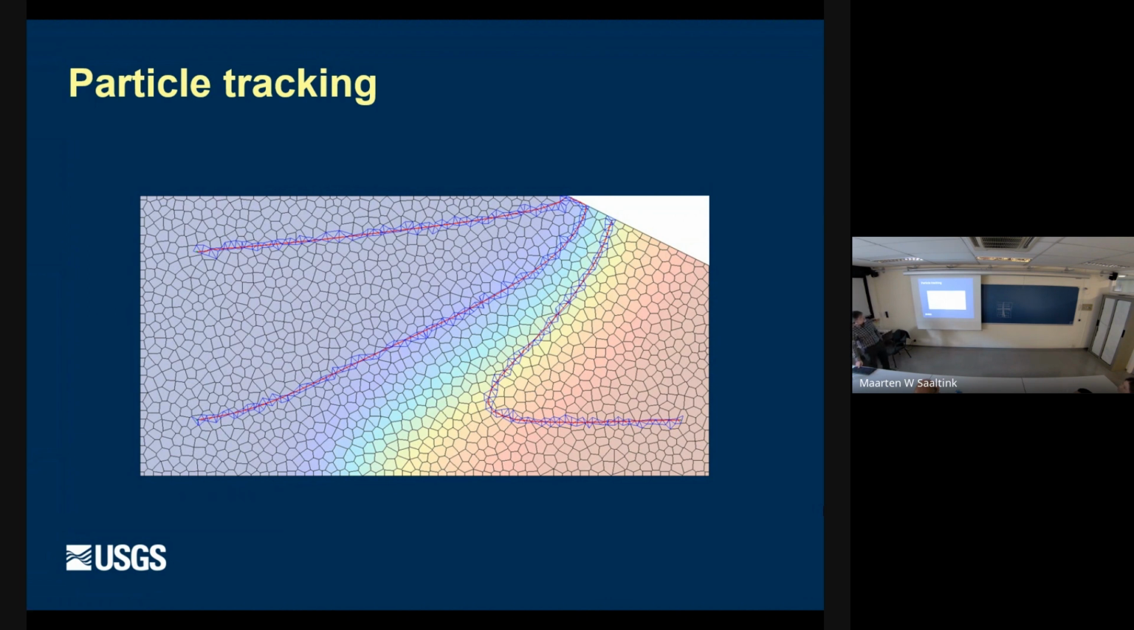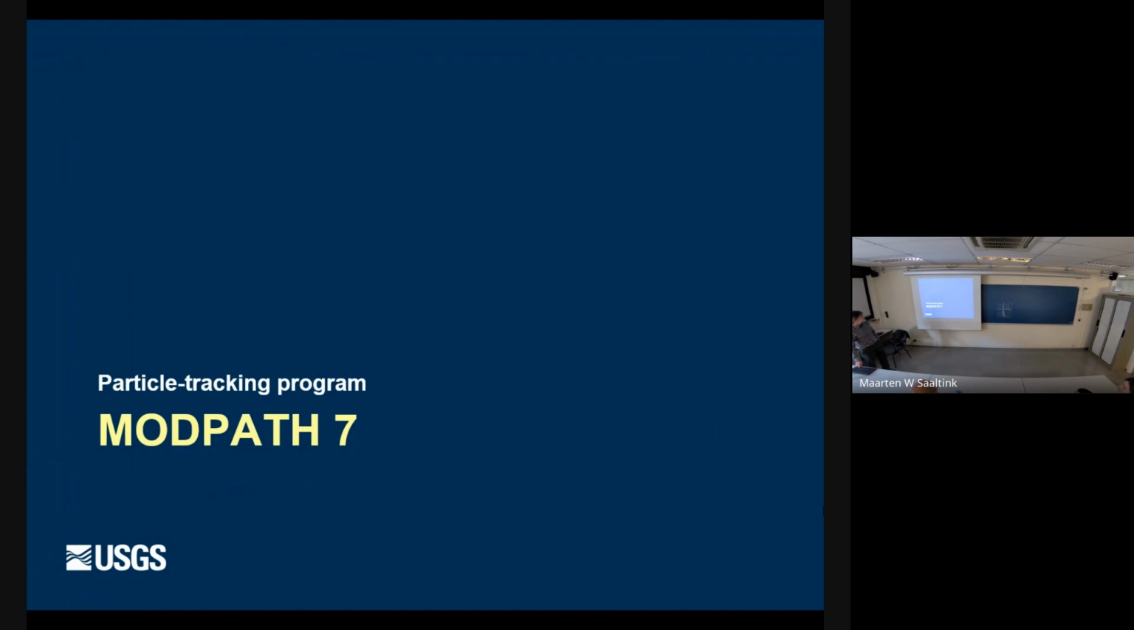But that's just a preview of what we're aiming for here. But first, let's talk about what we already have. We have ModPath 7, which is a separate particle tracking code that works together with Modflow. Modflow provides the flows. ModPath uses those flows to compute particle trajectories. So you can do basically advective transport. It's good for looking at contributing areas, things like travel times, things like that.